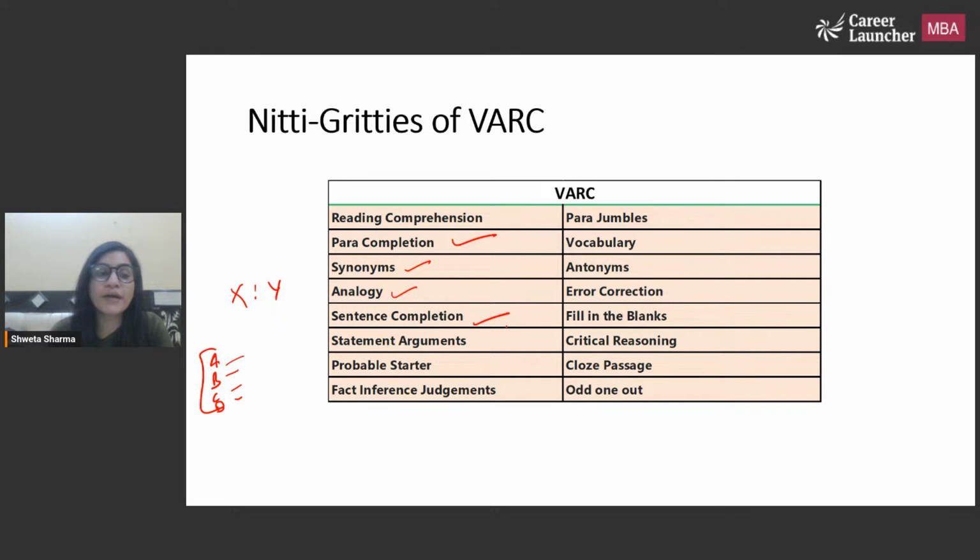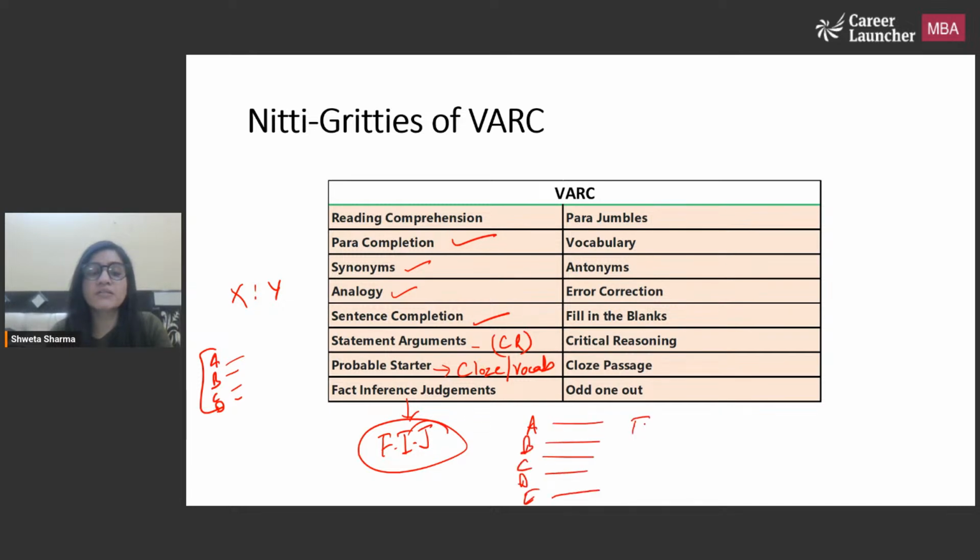Sentence completion is more around a fill in the blank question, or it could also be a para completion, like what is the last sentence of a particular paragraph. Statement arguments, this is more of a CR question type, which comes under reasoning. Probable starter could be a cloze test, could be a vocab question again. Fact inference judgment, very commonly asked when it comes to 5 sentences given to you. You are supposed to figure out which of the following sentence is a fact.